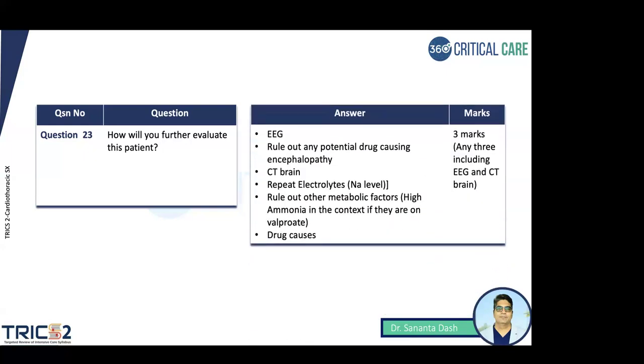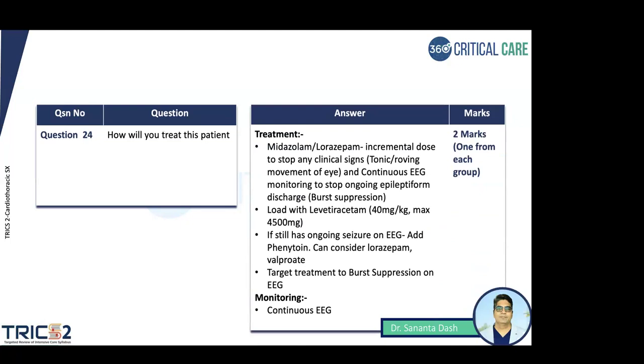So what you do usually, just talk about it, right? So you ask for EEG, rule out any potential drug causing the encephalopathy, definitely CT brain. Repeat electrolytes, the sodium level 146, whether it has jumped up further or not, and rule out any other metabolic factors such as high ammonia in the context if they are on valproate. These are all general things. If there is a history, you talk about it and rule out any drug causes. Okay, that's the evaluation. Then how will you treat this patient?